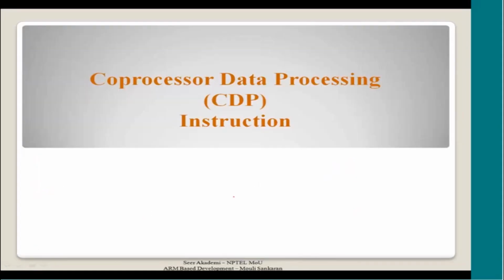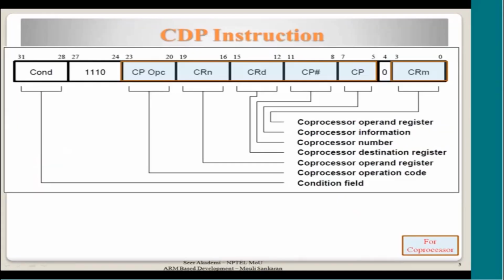So, the coprocessor data processing instruction. The name itself clearly says this is something to do with the specific functionality of a coprocessor. We are back again to the 32-bit format of instruction. The condition code is similar to what we saw in ARM instructions. The same coding which was followed in ARM is followed here also, and then this is a unique pattern which distinguishes that this is a coprocessor instruction.